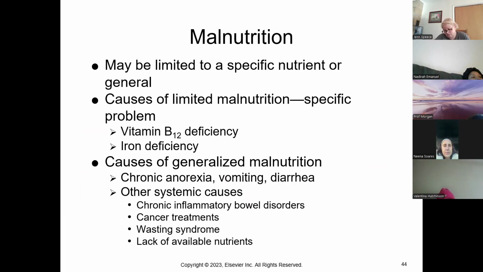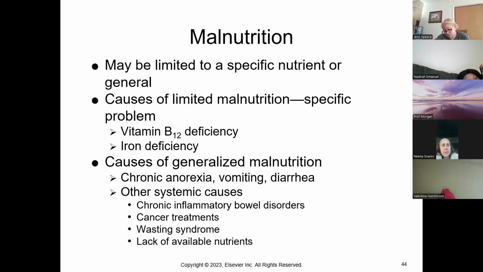Malnutrition. A nutritional deficit could be limited or general, and it could be caused because of GI function issues. You may have a specific problem like a B12 deficiency, which is directly linked to the lack of that intrinsic factor. Malabsorption, liver damage, or a bleeding ulcer can lead to things like iron deficiency. General malnutrition can be caused from chronic anorexia, vomiting, diarrhea. This can be caused by some sort of GI dysfunction or other systemic problems.